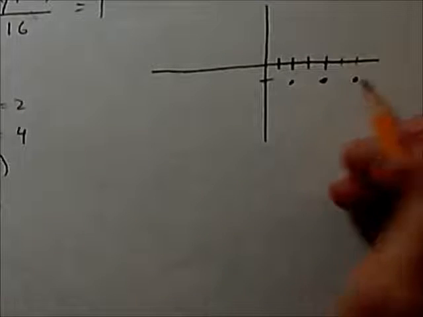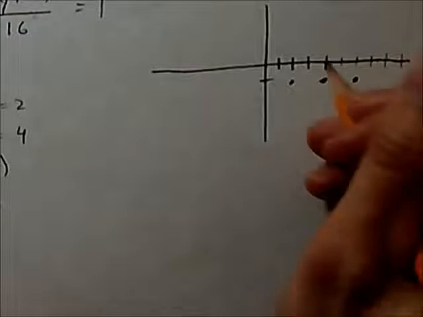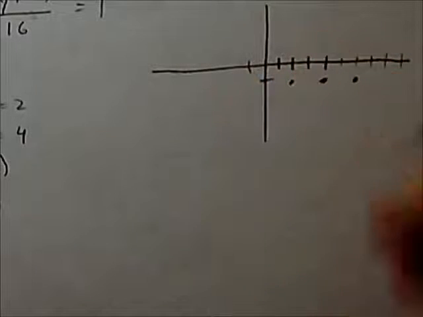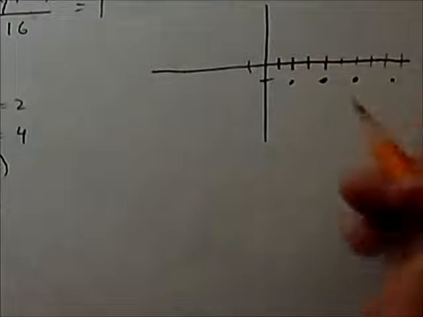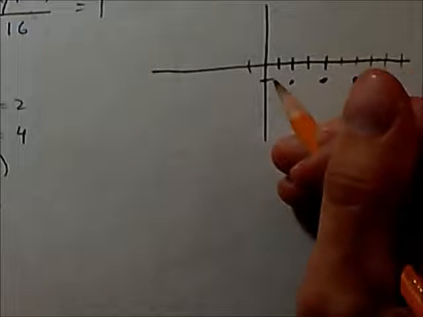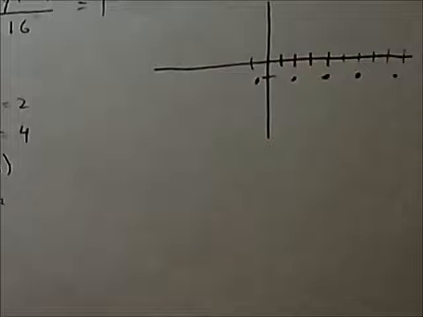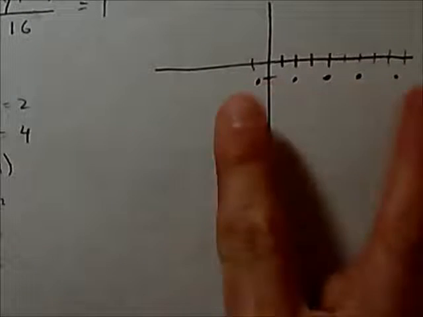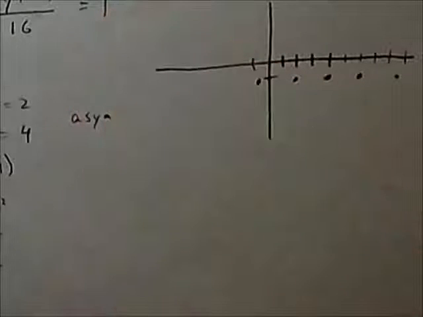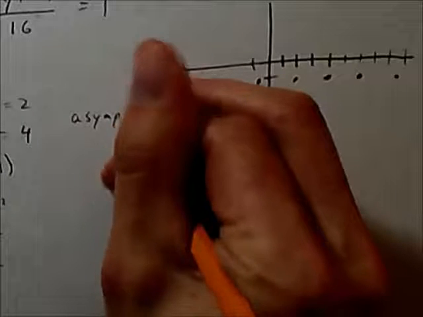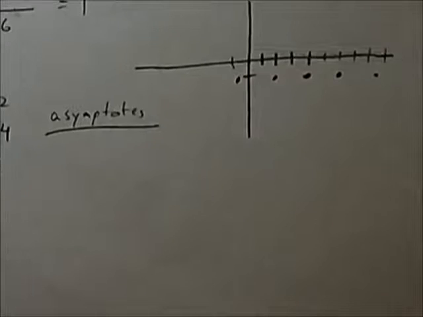So 1, 2, 3, 4, and a little more. And then over here, 1, 2, 3, 4, and I'll go a little further. So 1, 2, 3, 4.5. Okay, so those are my foci out there. So I've got the center, the vertices, the foci. Now, I need to find the equation of the asymptotes. And actually, before I find the equation, I'm going to sketch them on my graph.